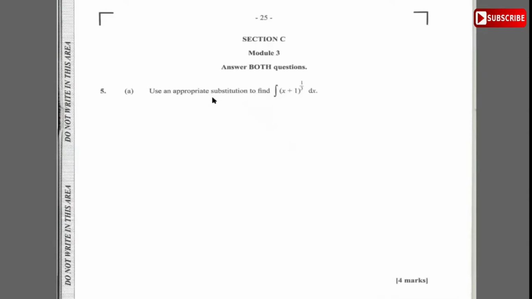Find the integral of (x plus 1) to the 1/3. It says to use an appropriate substitution. I don't necessarily see why we need to substitute, but since it says use substitution, let u be equal to x plus 1, just to be on the safe side. If u is equal to x plus 1, then du is going to be 1 dx.